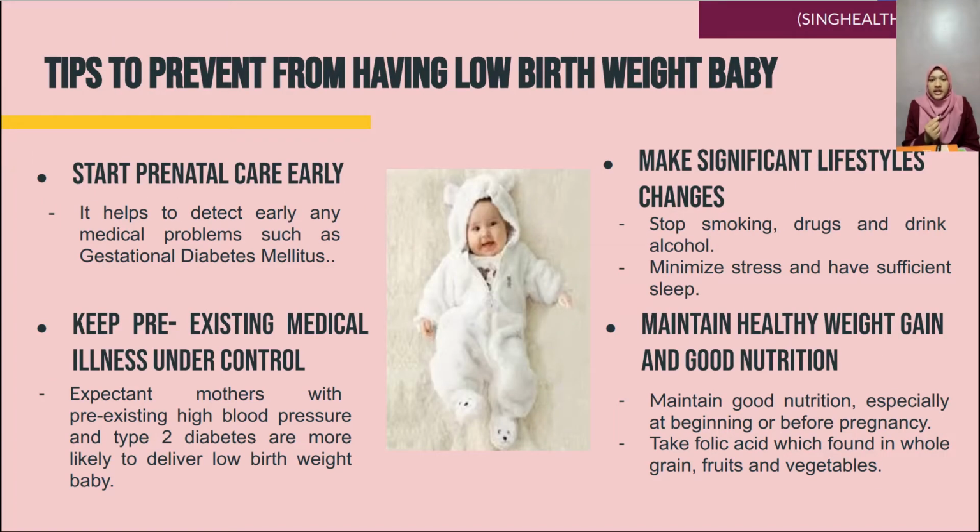Okay, in this slide, there are some tips that mothers can practice or follow to prevent having a low birth weight baby, like starting prenatal care early, keeping pre-existing medical illness under control, making significant changes to lifestyle, and maintaining healthy weight gain and good nutrition during pregnancy. These tips can be followed by the mother to have a normal and healthy baby.